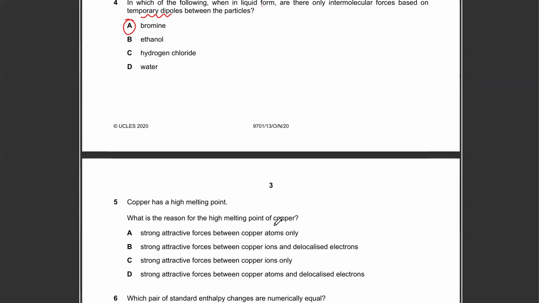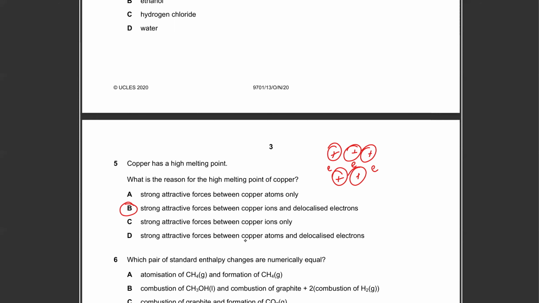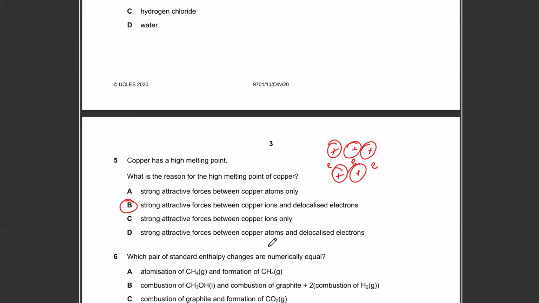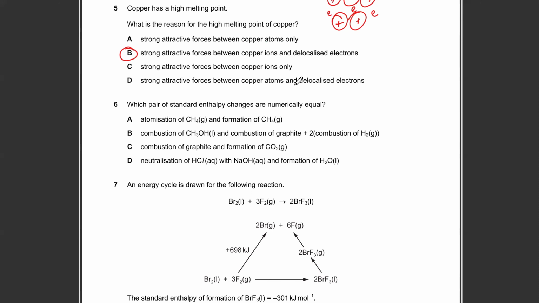Copper has a high melting point. What is the reason for the high melting point? Strong attractive forces between ions and delocalized electrons. So it's metallic bonding. It's basically a bunch of ions attracted to delocalized electrons.